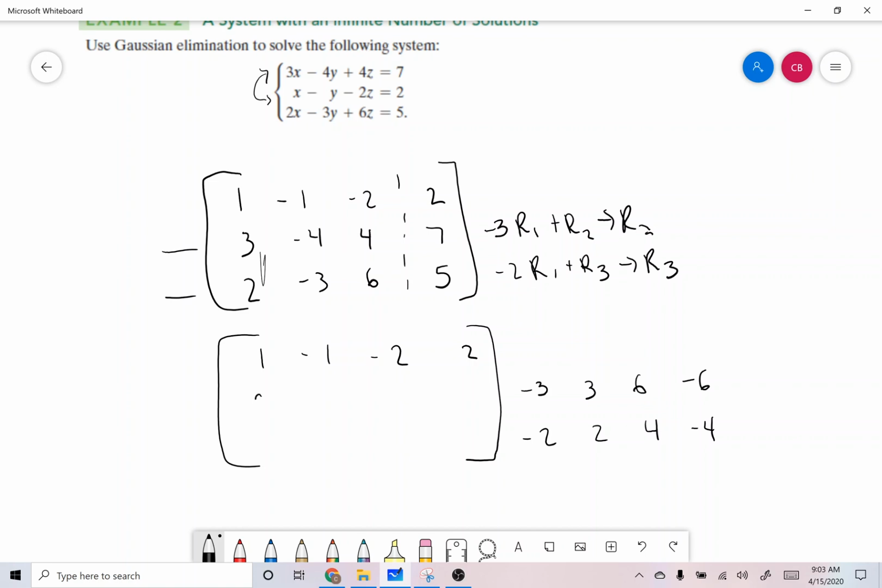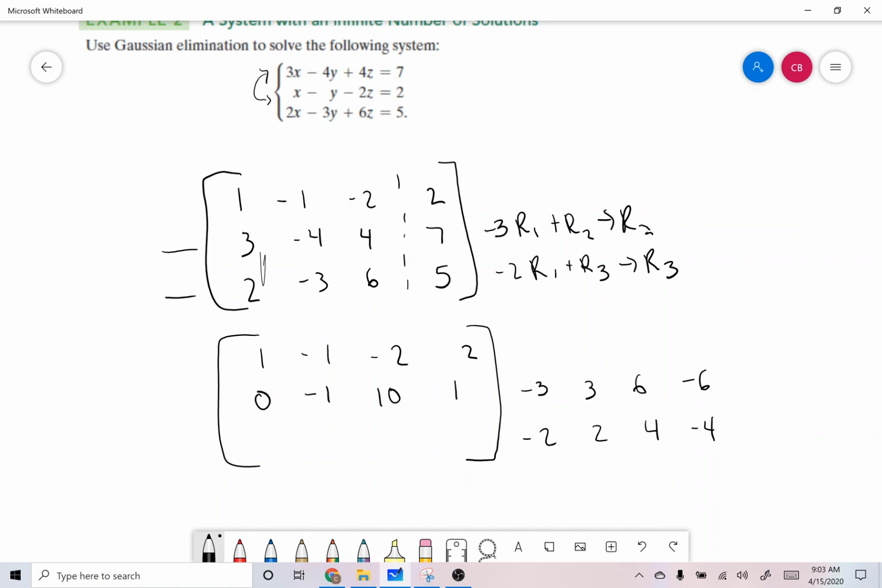3 and -3 is 0, which is what we wanted. 3 and -4 is -1. 6 and 4 is 10. And -6 and 7 is 1. Okay, so that's that.